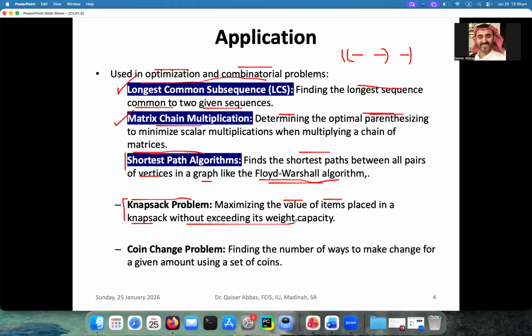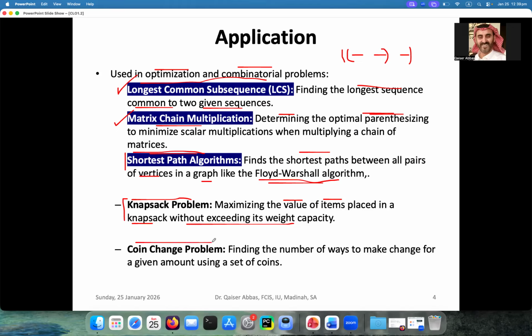And then sometimes you have to put the maximum number of items with maximum profit, and sometimes any number of items with maximum profit. So this is that problem.